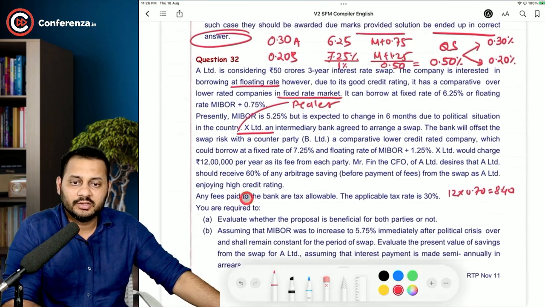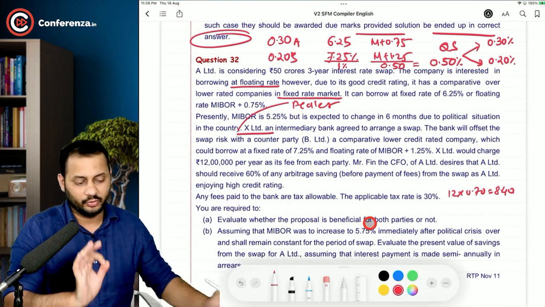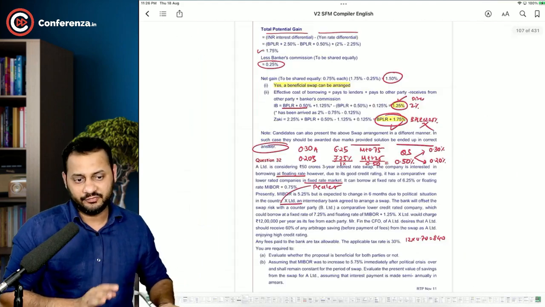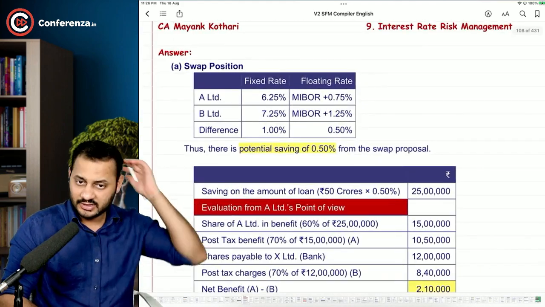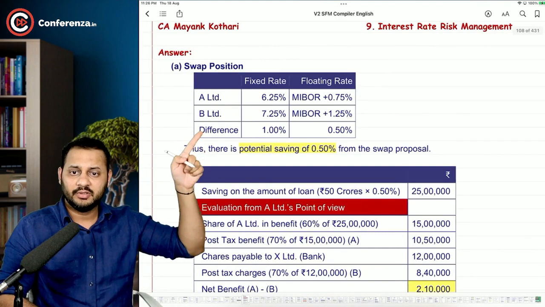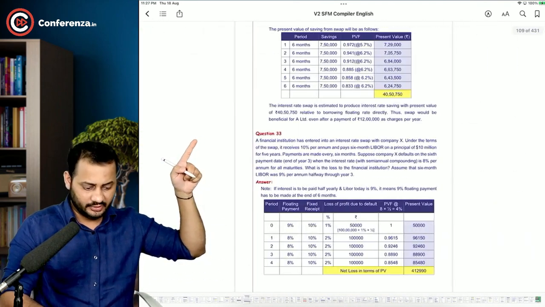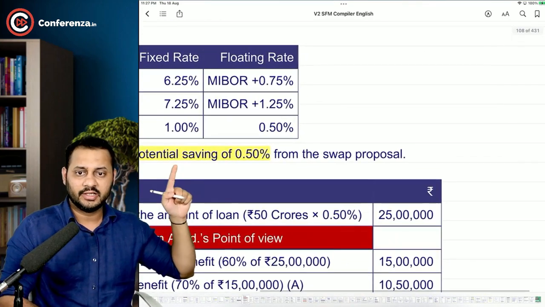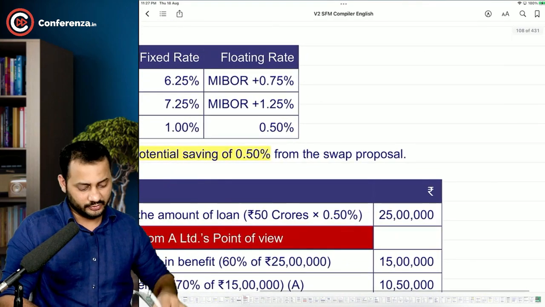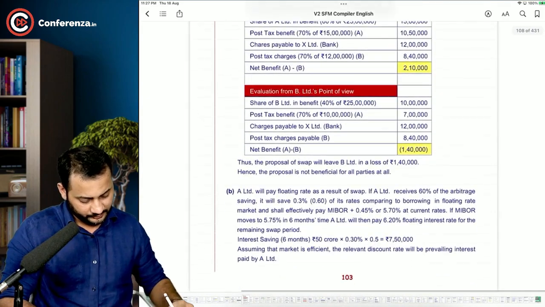8,40,000. Evaluate whether the proposal is beneficial for both the parties or not. Yes, sir, it is beneficial for both the parties. The first answer is very easy. A Limited, B Limited, difference between fixed rate is 1%, difference in the floating rate is 0.5%, and the possible gain is 0.50% from the swap proposal. Okay, so that's the first part of the question.